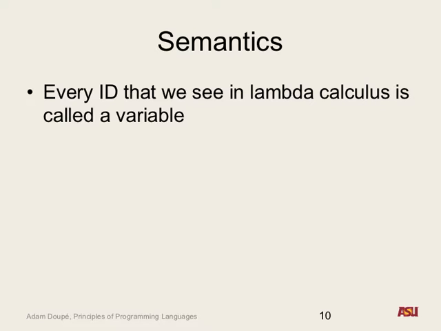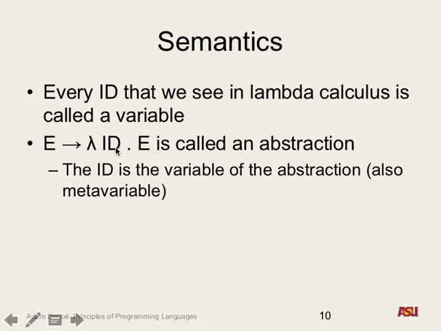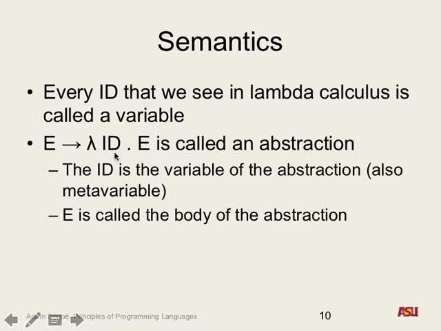Here we're defining some terms that will help us when we talk about what these things mean. Any ID that we see, we're going to call a variable. When we see this rule, lambda ID dot E, dot expression, we're going to call this an abstraction. A lot of this is from historical context too, so we're learning it in the original manner that it was presented. The ID next to the lambda is the variable of the abstraction, also called the meta variable, though we won't use that. So it's an abstraction over this expression E that has the variable ID. And E is called the body of the abstraction.